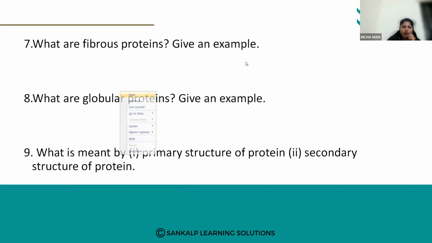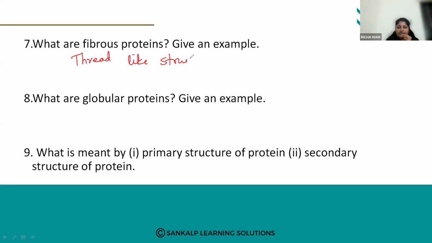Next question. What are fibrous proteins? Give an example. Proteins having thread-like structure are called the fibrous proteins.